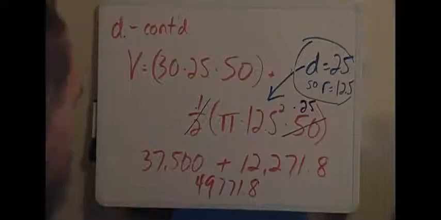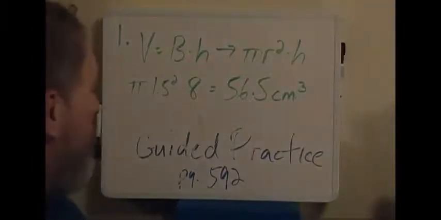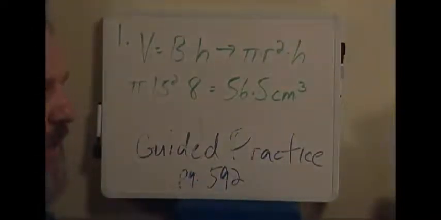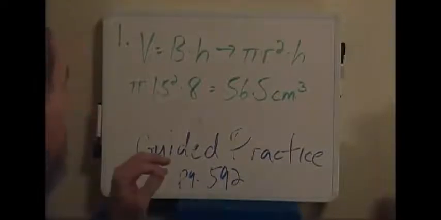Add the two together and we get 49,771.8. Okay, this is the explanation for guided practice, page 592, lesson 1, chapter 8.